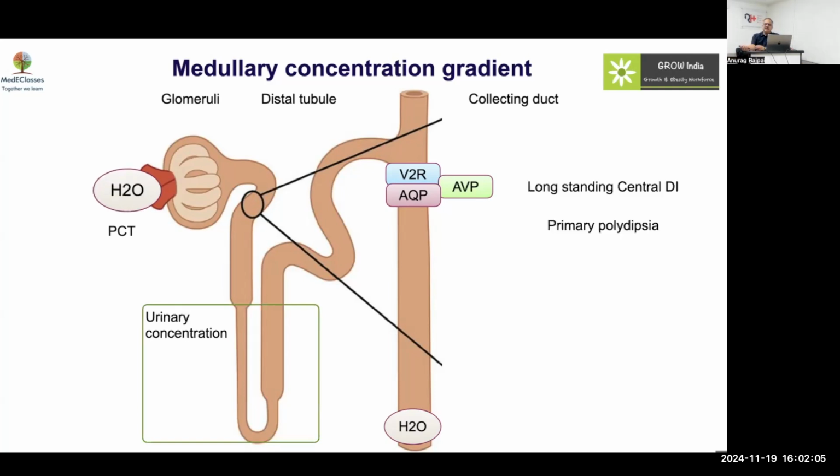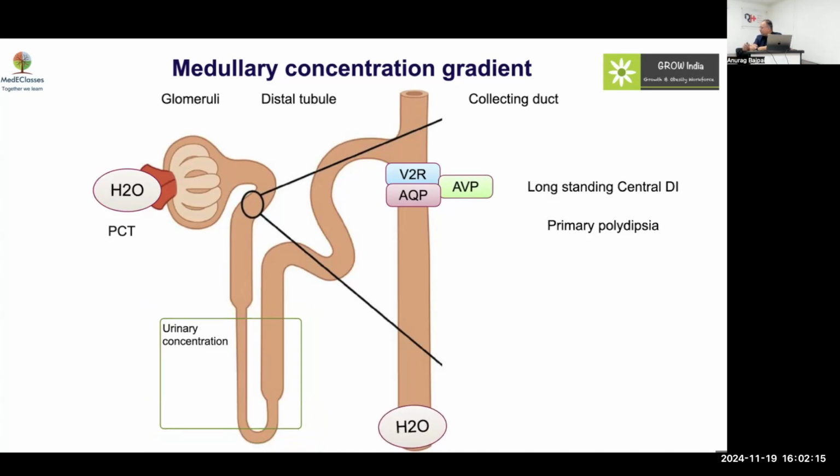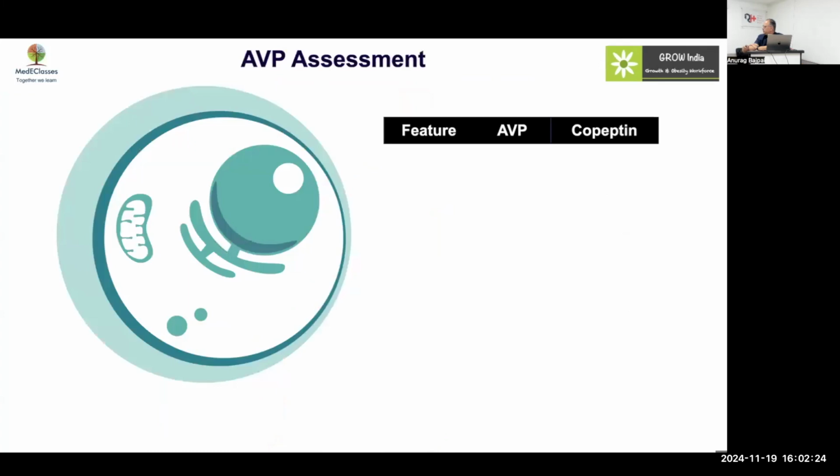So long-standing central DI, including primary polydipsia also. Some primary polydipsia may also behave like NDI, where your urinary concentration gradient is not there. So even with AVP, concentration does not happen because we have this quote unquote secondary DI and a lesser AVP response. Now, the other way to go around is to use the measure of AVP.